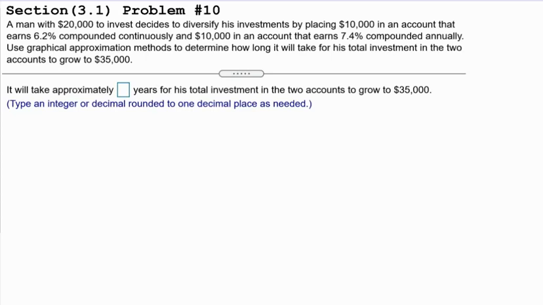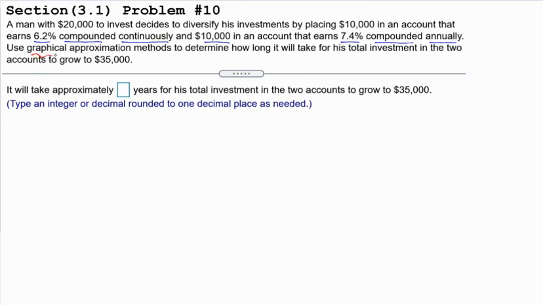This is section 3.1, problem number 10. This problem states that a man with $20,000 to invest decides to diversify his investments by placing $10,000 in an account that earns 6.2% compounded continuously. Once we see that word continuously, we know we're using E as our base. And the other $10,000 in an account that earns 7.4% compounded annually. So we're using a combination of two different interest formulas.